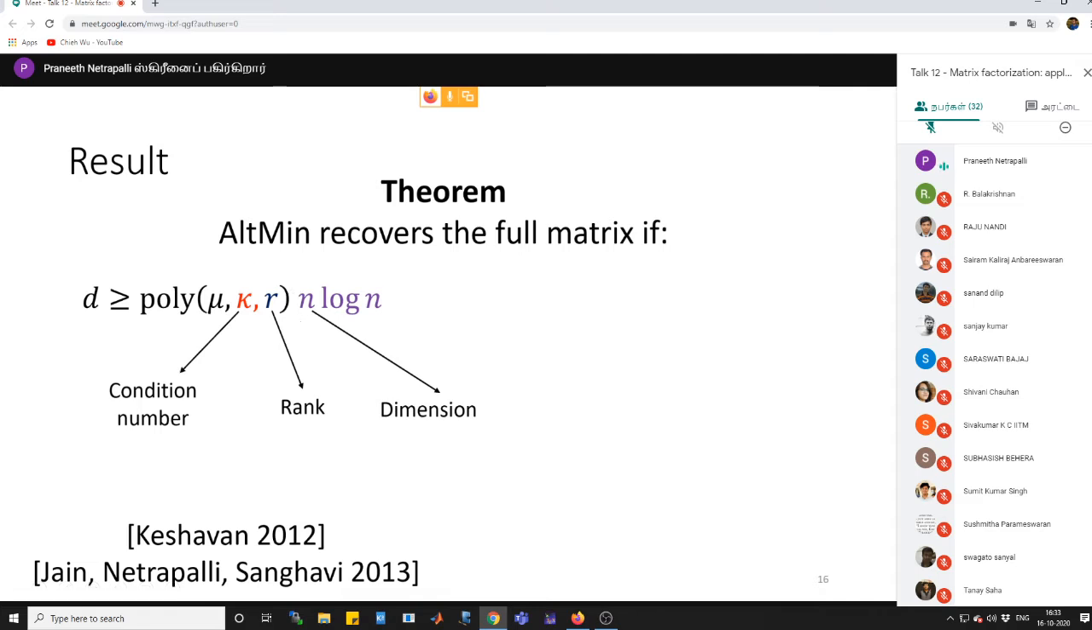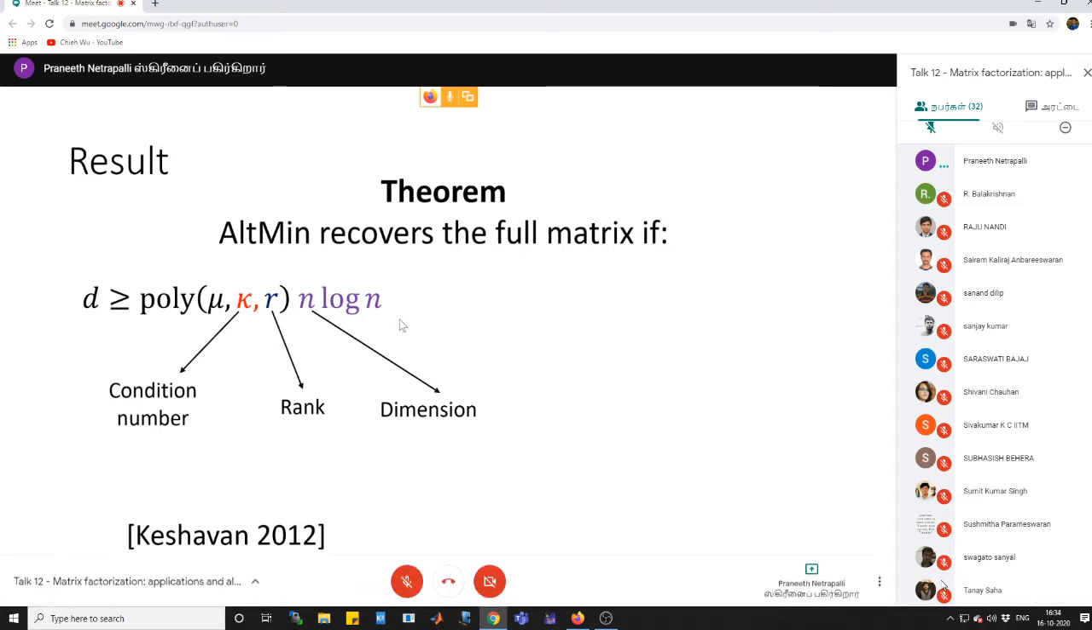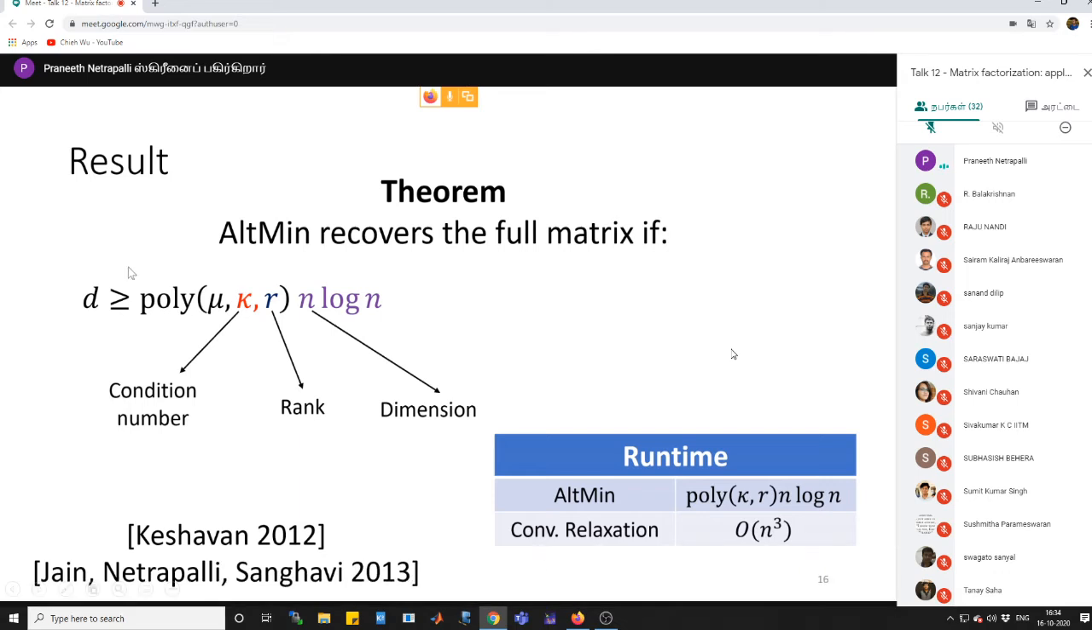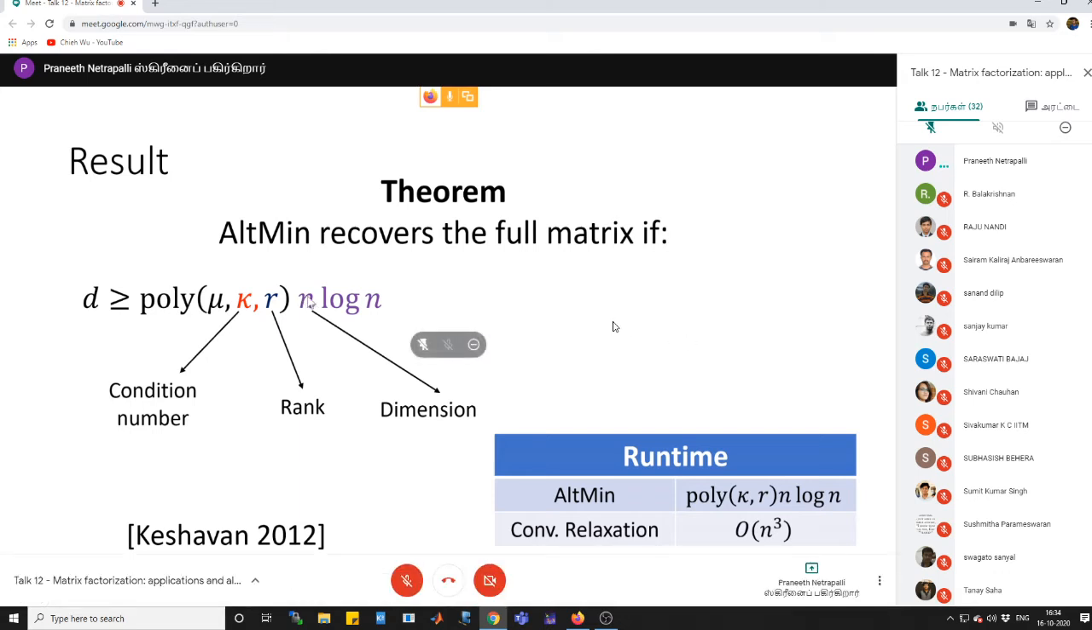So are there any questions on the result? Okay, so let me move forward. This basically says that alternating minimization recovers the matrix once the number of samples, for constant parameters here, is only slightly larger than linear in the dimension, and then you can recover the entire matrix.